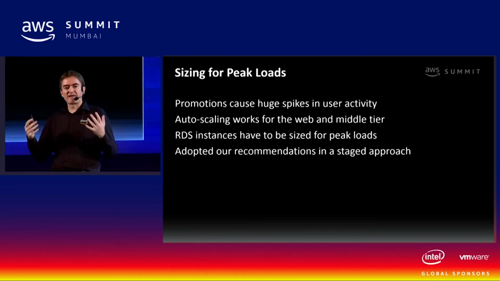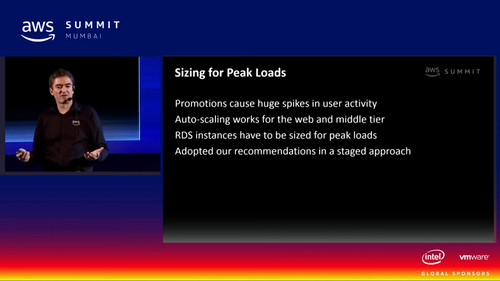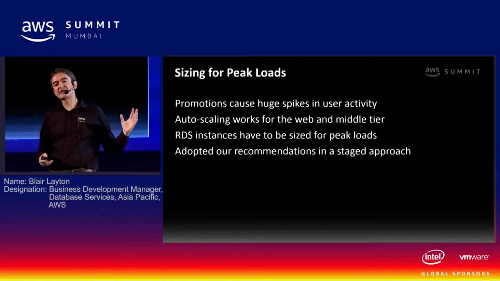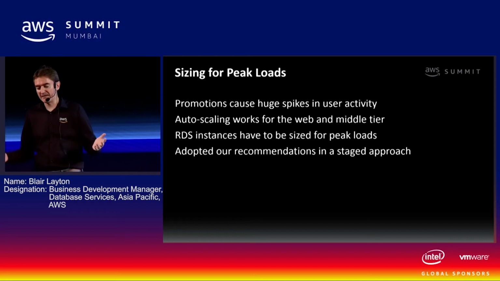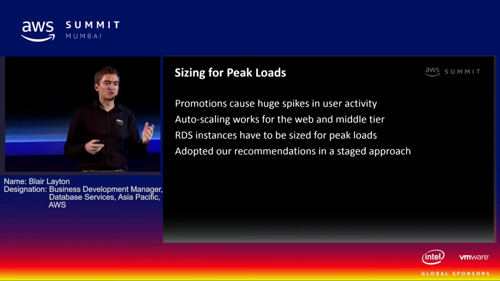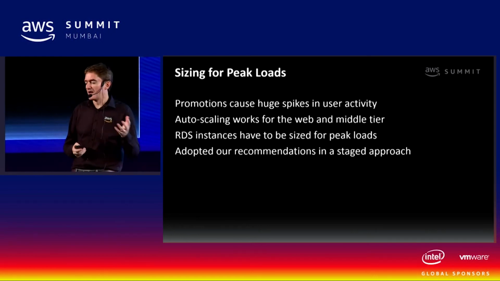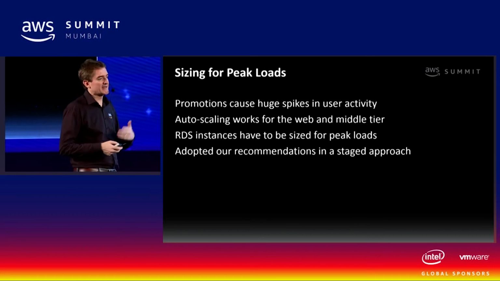So the problem that they have is promotions cause huge spikes in activity, right? You send out something on your phone, and then you get the notification, and you're like, oh, yeah, I really want to go and play the game now because I'm getting a free gem or a free coin or something like that. And then everybody comes in at the same time. So auto-scaling works for the web tier, but the RDS instances were always sized at the maximum size to deal with the peak workloads. And what they did is they adopted our recommendations in a staged approach.